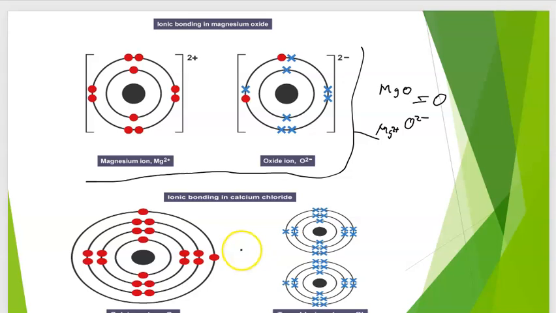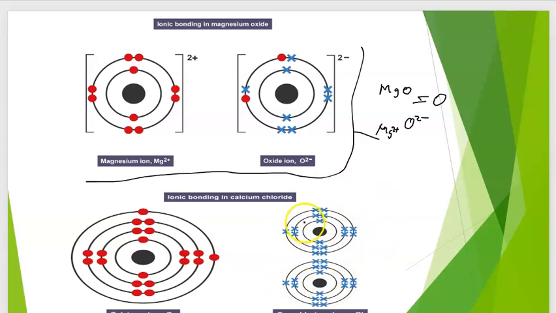Let's look at this one too. This is calcium chloride. Calcium has 2 electrons in its outer shell that can be given out. Chlorine, on the other hand, has 7 electrons in its outer shell. It can only take 1. So what does chlorine do? He calls his brother to come in.